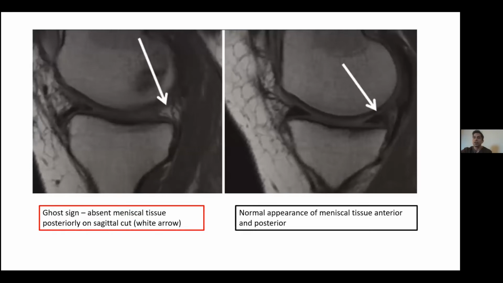So yes, you can see on your right, this is a normal appearance of a meniscus. As we see, there is a black signal of meniscus tissue, which we call a bow tie sign, which is appearing on the anterior and posterior side. But if you look on your left side, the arrow shows just a white signal here. So there's a loss of the meniscal tissue appearance, and this is described in the literature as a ghost sign.